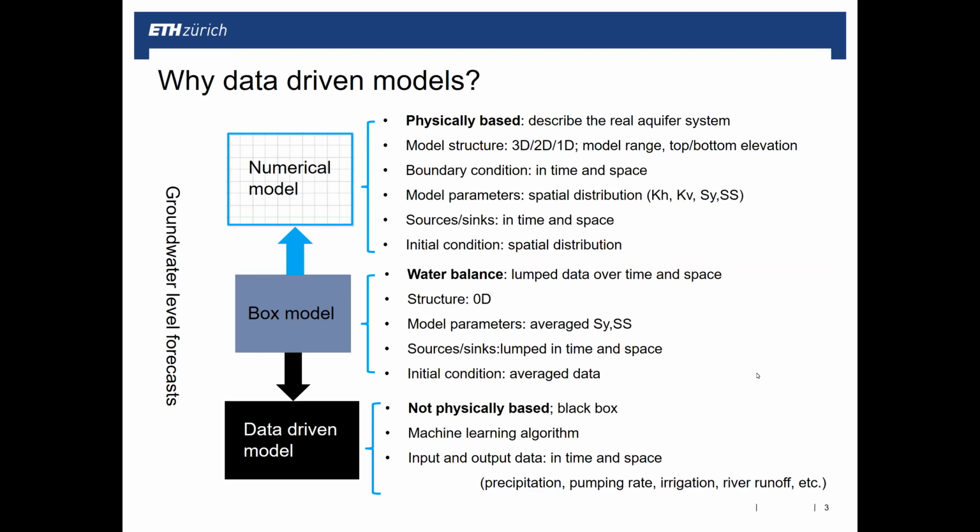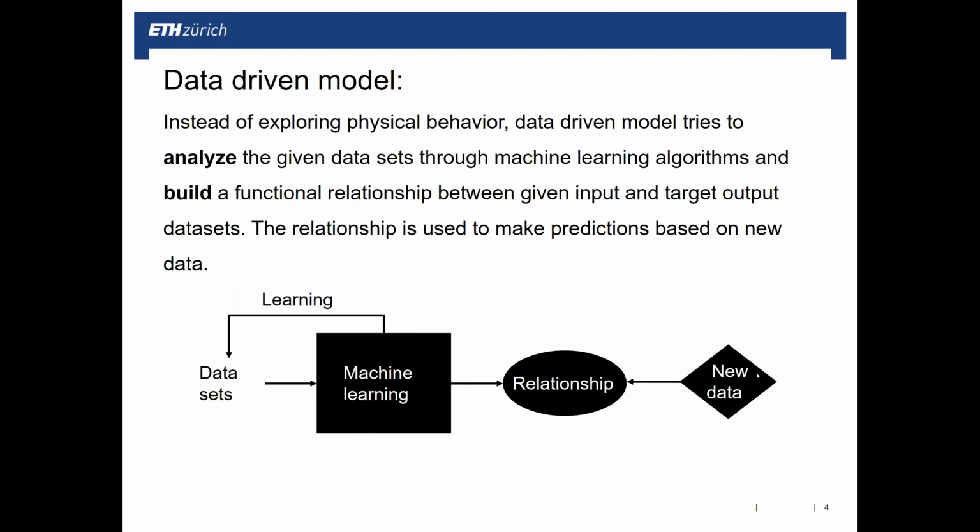Based on this, now we show the definition of the data-driven model. It doesn't explore, or one doesn't need to understand, the physical behavior of the system. We just use a machine learning algorithm to analyze the data we collected, and we try to find a relationship from the data we have. Based on the relationships, we make predictions for new data. The whole process is the so-called data-driven model.